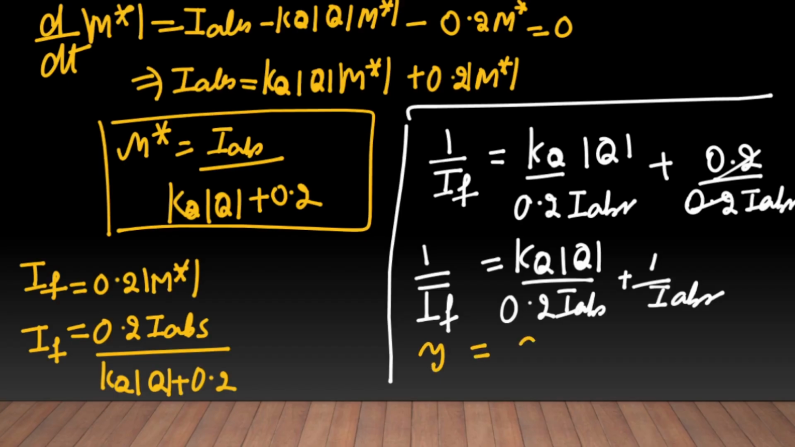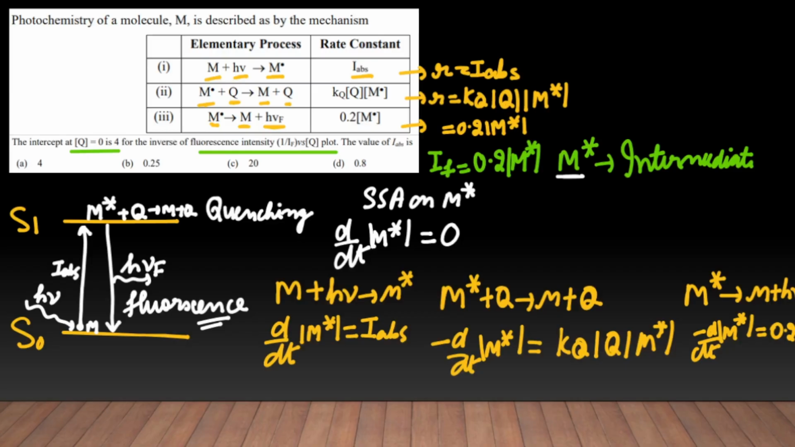So here it is 1 by IF versus the q plot. So y is equal to mx plus c. The y intercept that you are getting is 1 by I observed. It is given to us that the intercept at q equal to 0, which means that the x value they are keeping to be 0. At that point the intercept which we get is called the y intercept. Its value is given to us as 4. So that means 1 by I observed is equal to 4.